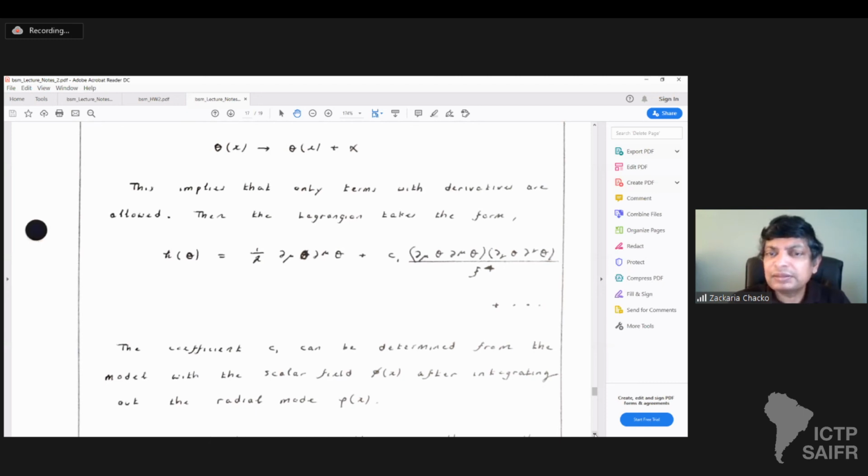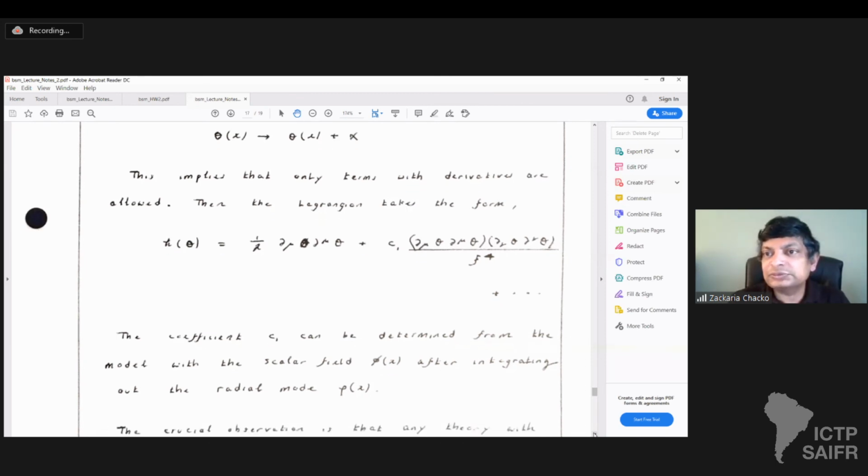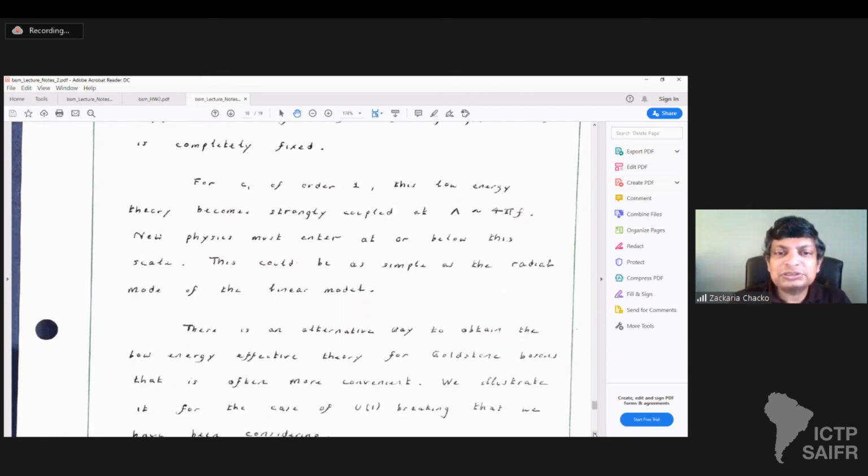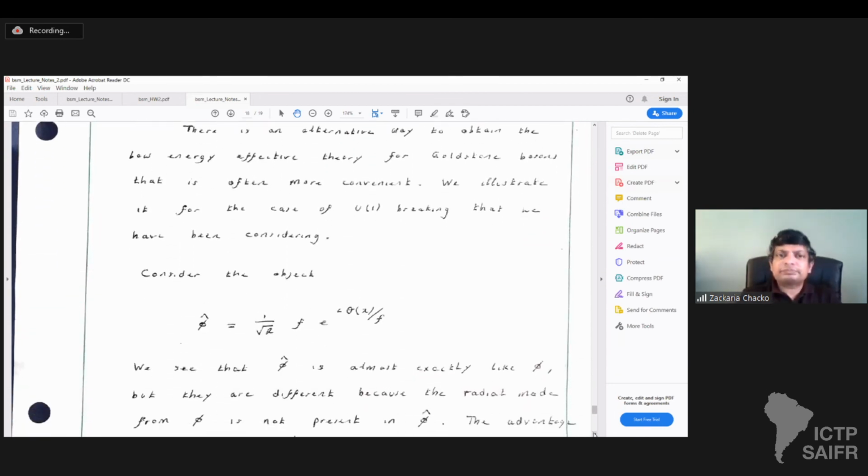It gets more complicated once you have a non-abelian symmetry. But Weinberg shows you how to do it, and it's completely correct, of course, and you can do everything this way. But the way I'm going to show you is a lot of times simpler and more convenient. I'm going to show you how it works for the case of U1 breaking that we have been considering. So we know there's this object theta of x that shifts.